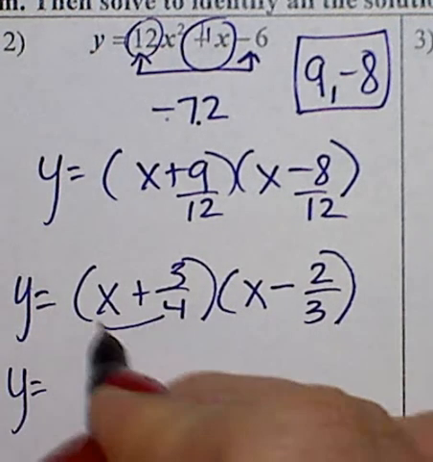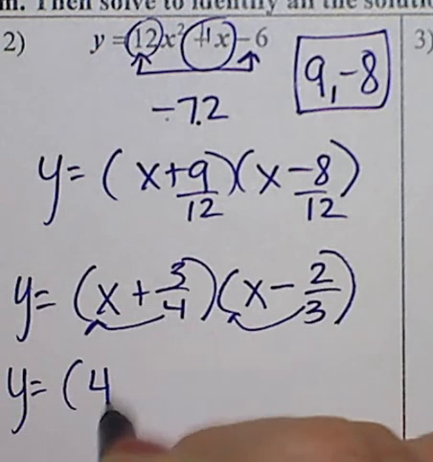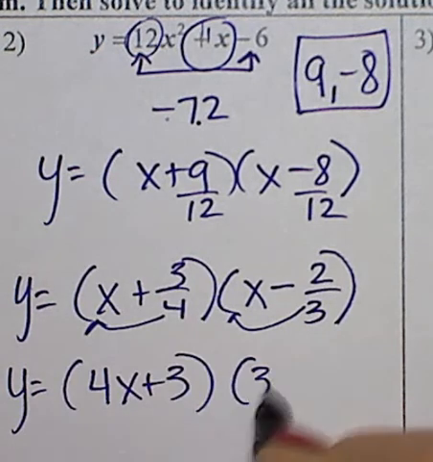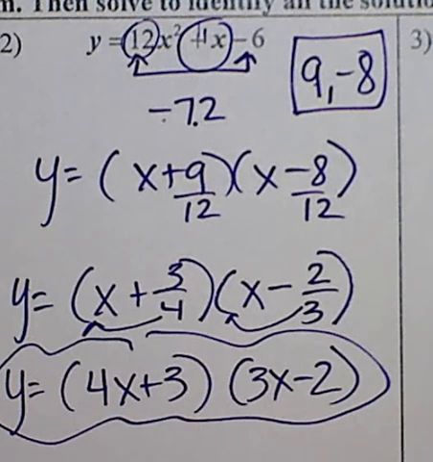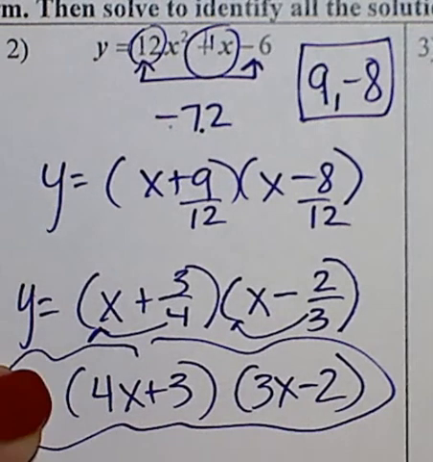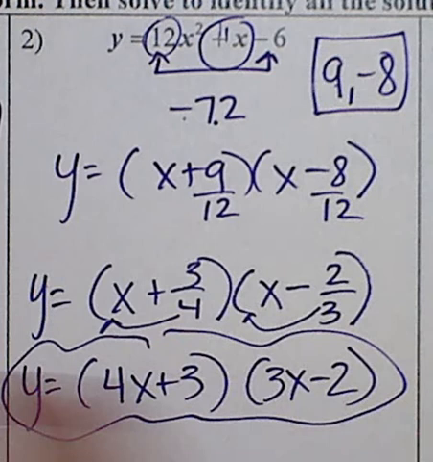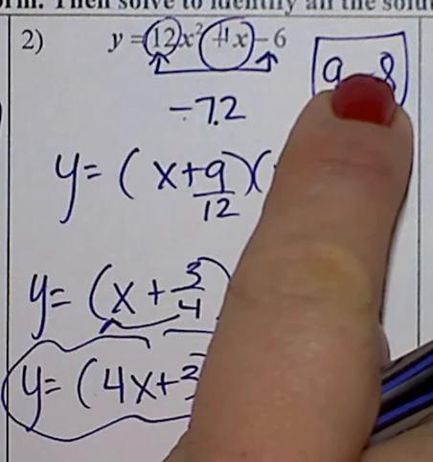4 pushes up and 3 pushes up. 4x plus 3 and 3x minus 2. This is factored form. Factored form is y equals. It's not just this, it's y equals. It's an equation that's equivalent to this standard form.